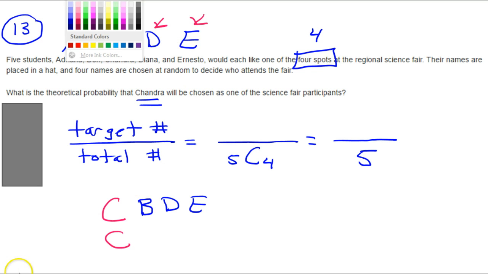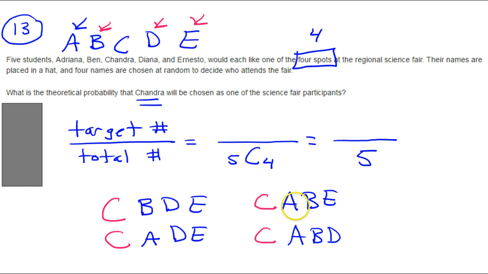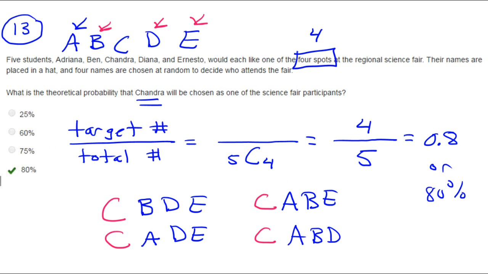I mean, I can sit here and list them all out, but you know that if in each situation one person's going to be left out, and it's never going to be Chandra, then it's going to be 1, 2, 3, 4 people are going to be left out. So there are 4 ways that Chandra could be in. So 4/5. So that's the theoretical probability. As a decimal, this is 0.8 or 80%. Okay, boom. There you go.